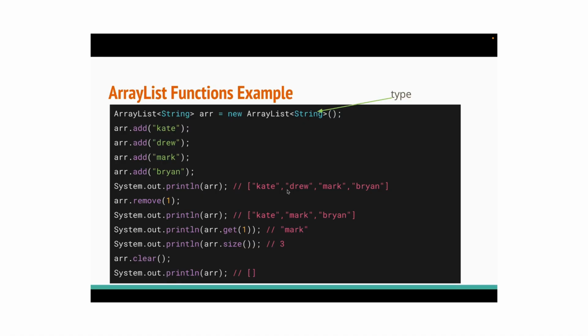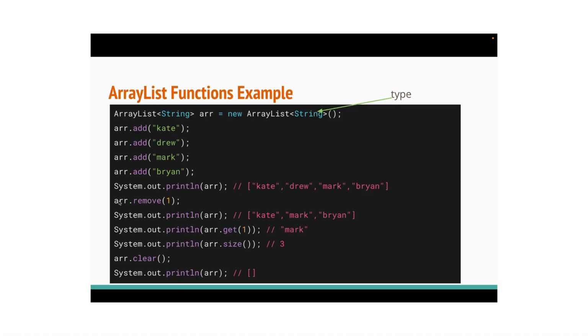All right, let's give an example of using some ArrayList functions. So first we have this example. We have ArrayList of String r equals new ArrayList of String. So that's an example of a type. And then if we have r.add("Kate"), r.add("Drew"), we're adding all of these people. And then if you print out the ArrayList, it's going to print out Kate, Drew, Mark, and Brian because we added those 4 people right here.